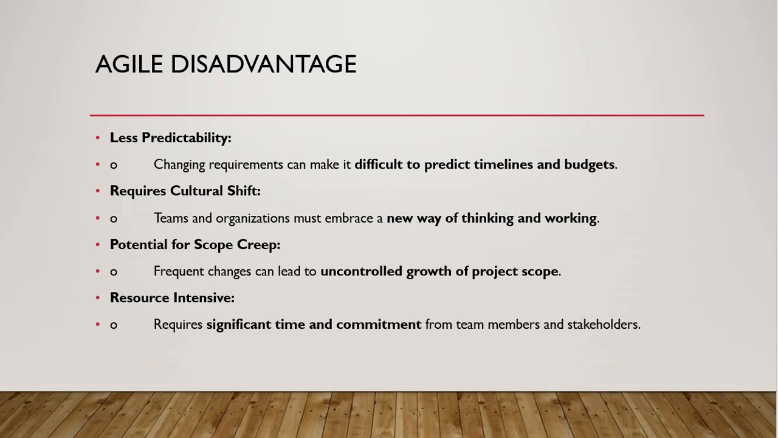However, Agile also has disadvantages. The first one is less predictability. Because we are always open to changing requirements, it can make it difficult to predict timelines and budget. Previously I mentioned we always have regular communication with the customer and the stakeholder, and since we are open to their input and feedback, sometimes the customer or the stakeholder will require something to be added, and this maybe will affect our timeline and budget also.